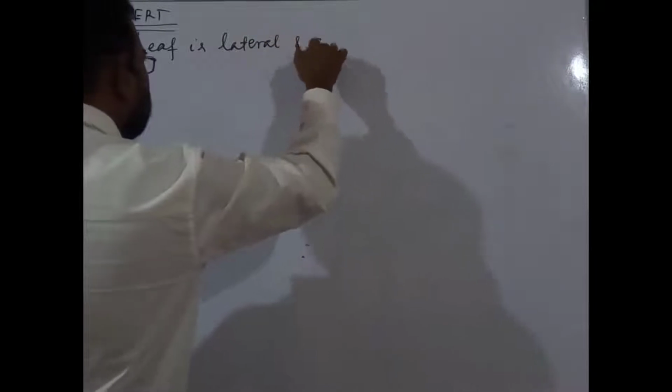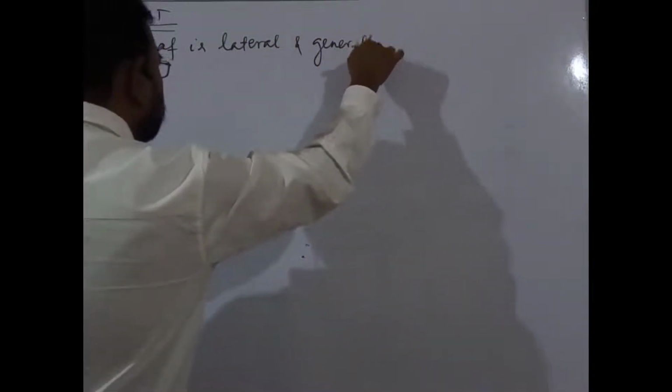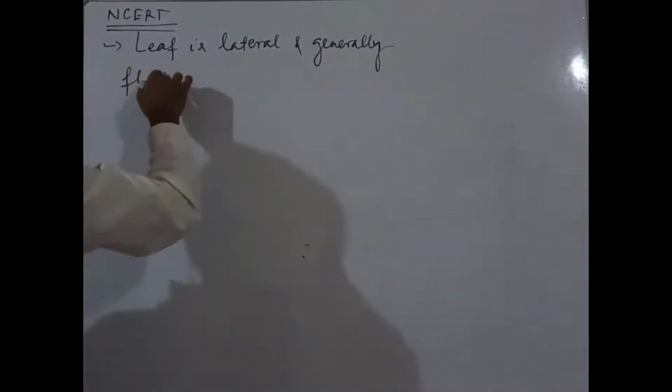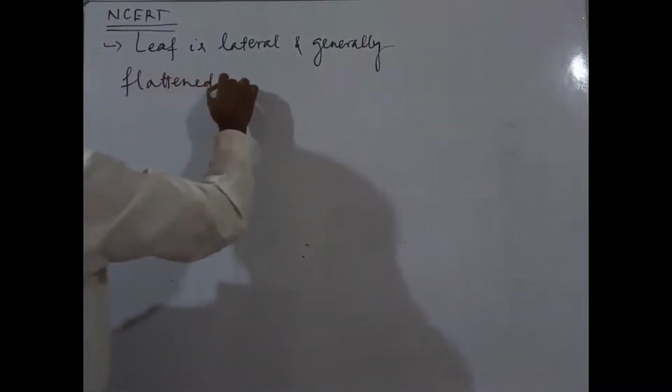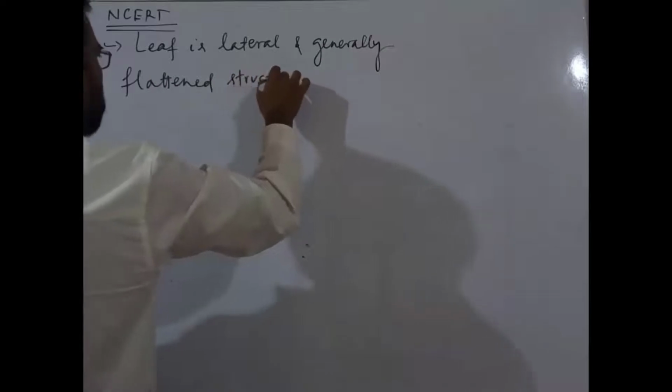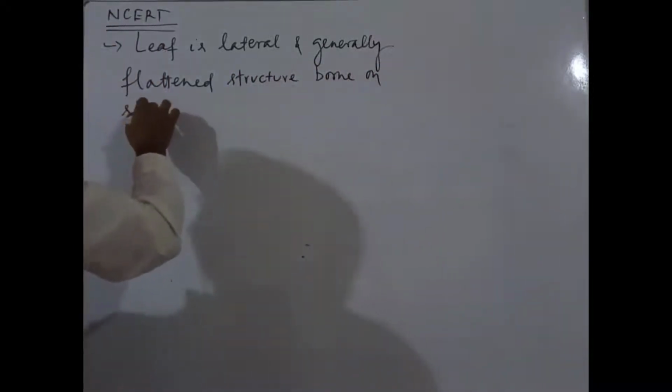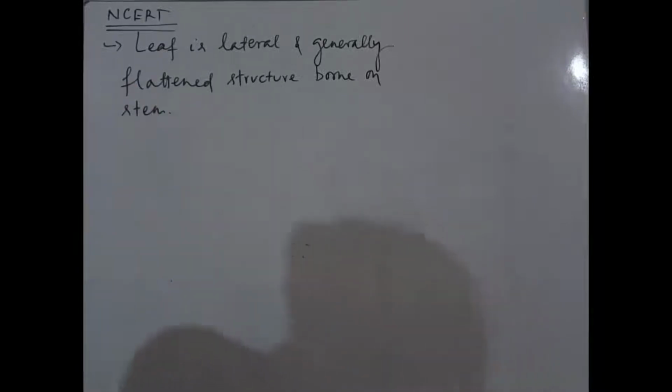Leaf is lateral and generally flattened structure. Borne on stem. Lateral and generally flattened.